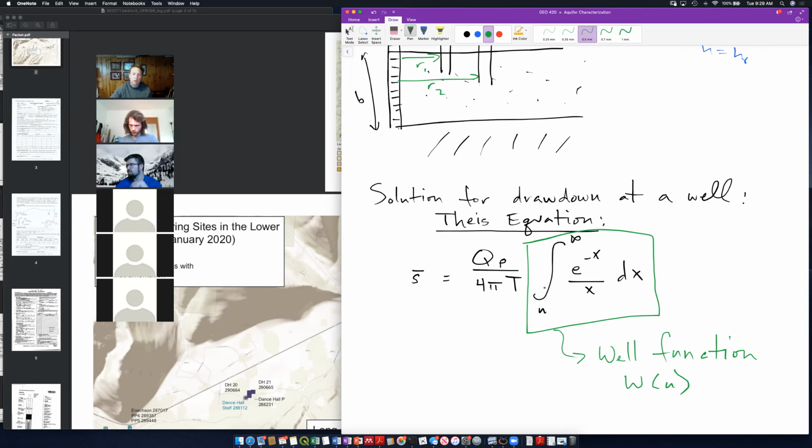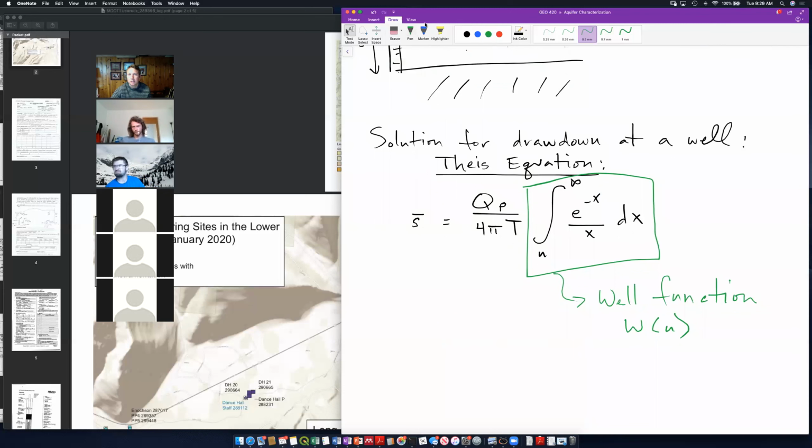This integral you cannot get analytically. You can't solve it, so we call it the well function, and there are tabulated values or numerical programs that will give you the well function for a given u. All right, so what we're going to do, we write the Theis equation.